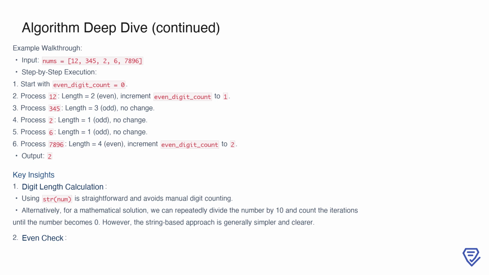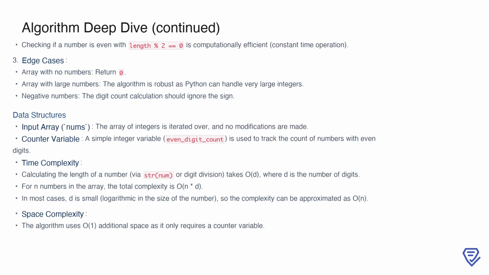This example highlights the simplicity of using str(number) to calculate the digit length, which avoids the need for manual digit counting. Alternatively, the mathematical division approach can also be used, where you divide the number by 10 repeatedly to count the digits, but the string-based approach is often cleaner and more intuitive. To determine whether the digit count is even, the operation length % 2 == 0 is computationally efficient, as it runs in constant time. There are also several edge cases to consider.